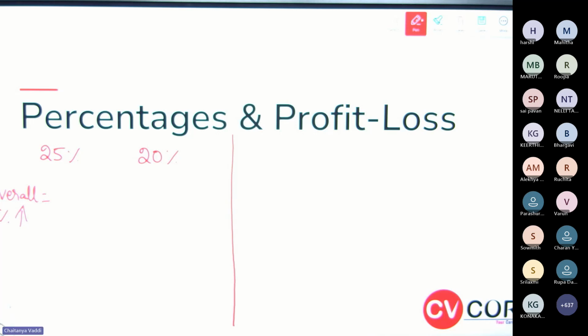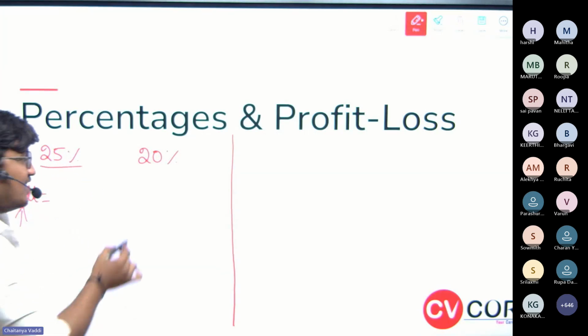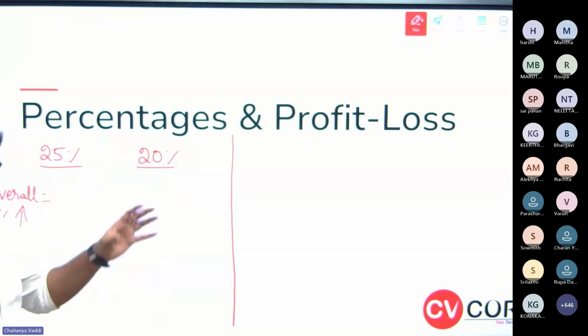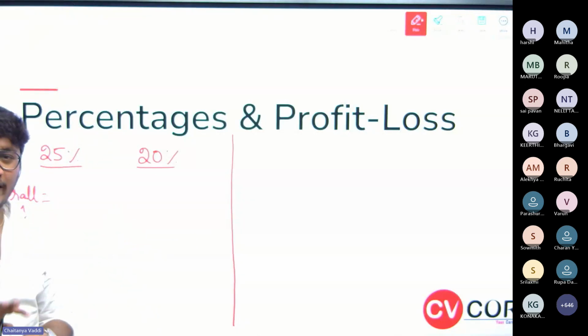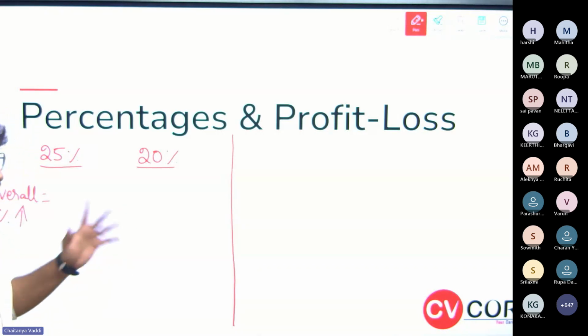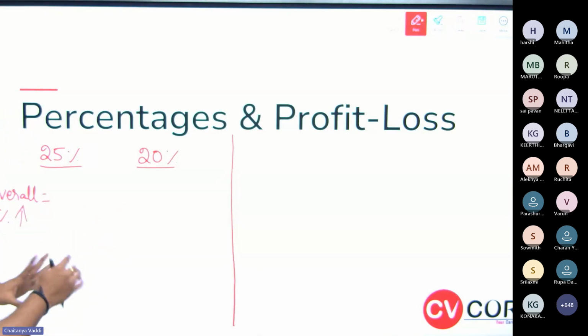Some are posting 45, 40, 50. Here the majority of the students might get confused. Sir, initially his speed increased by 25%, again he increased by 20%, so what is the overall increase? The value is 25 plus 20, 45. Actually, it is not correct. So 45 is the wrong answer. I will tell you the simple concept.